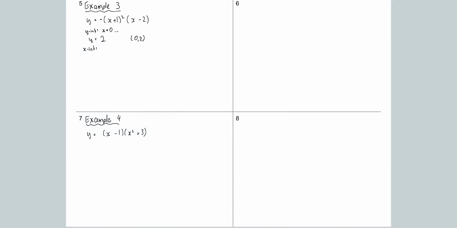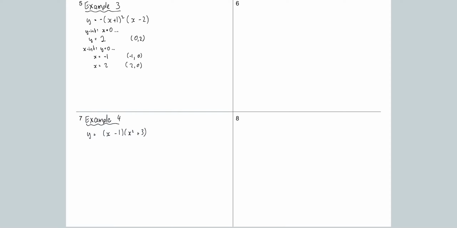X-intercept, same deal. Let y equal 0 and solve. And so we've got x is equal to negative 1. That's from the first repeated factor. And x is equal to 2. That's from the third factor, the second unique factor, but the third factor.